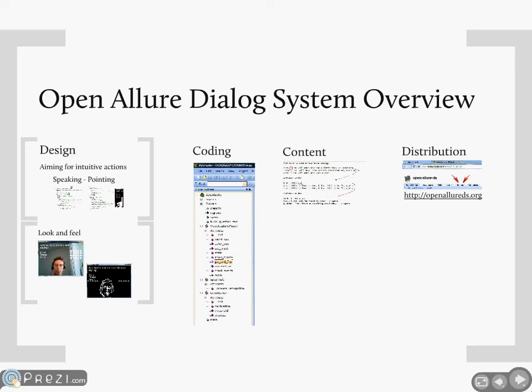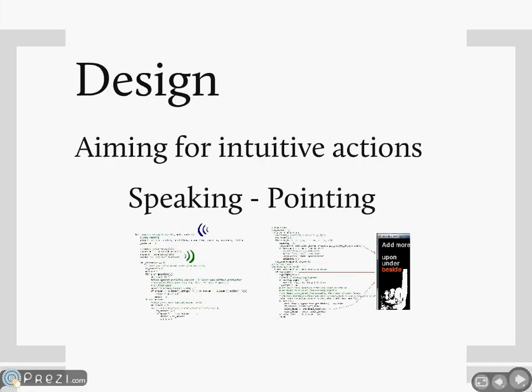This presentation covers the Open Allure dialog systems: design, coding, content, and distribution. With regard to the design, we're aiming for intuitive actions, speaking and pointing.